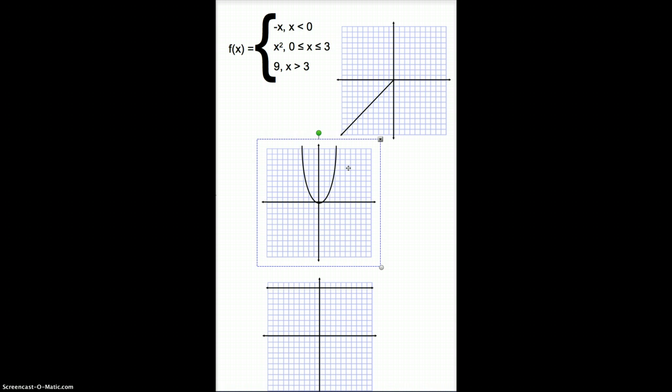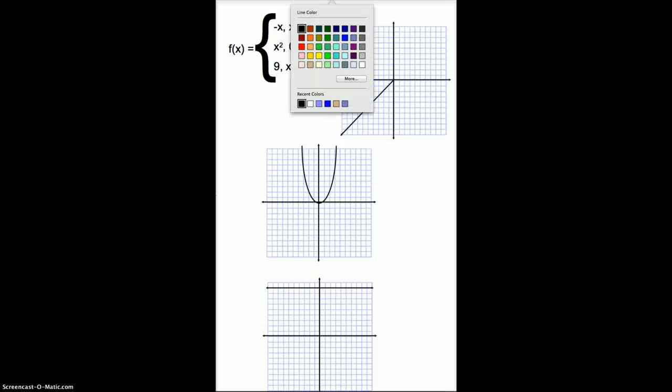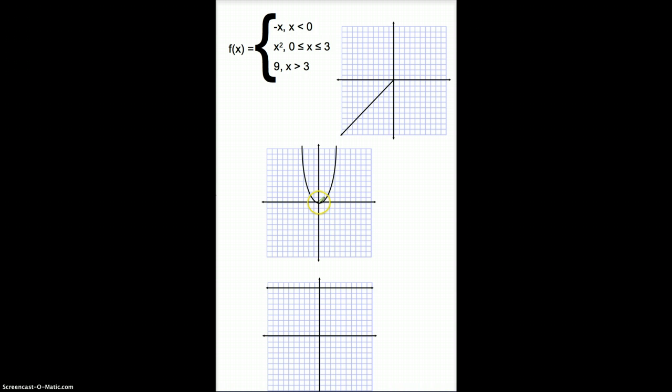This is the function x squared. We're only going to use the part between 0 and 3. So we're only going to use this part from here up to when x equals 3, which is going to be up here. So from here to here, including the ends. So none of this. We're not going to use any of this, and we're not going to use any of this. For this one, notice that x was not equal to 0, it was just less than 0.